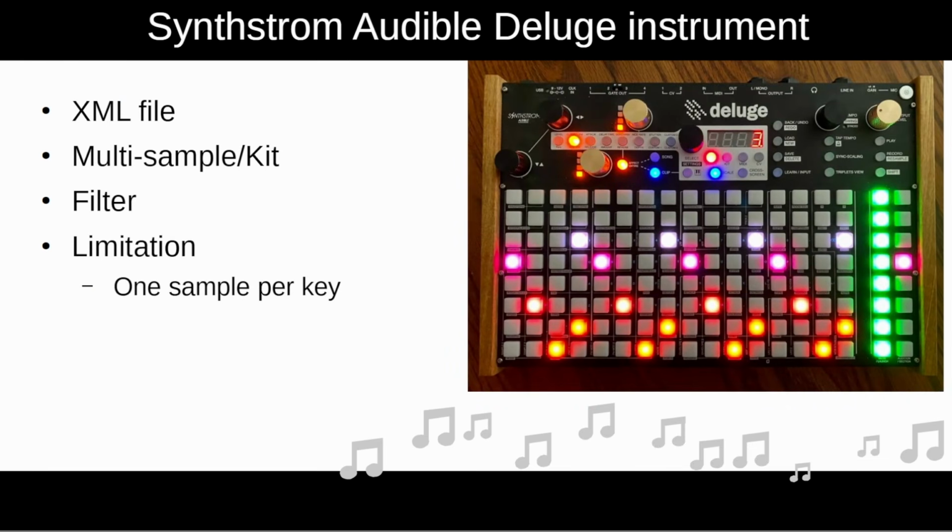Next one. The Synthstrom Deluge is also very highly requested, and it's also an XML file, and it also provides a filter. It has some limitations. For example, it can only do one sample per key, which is a pretty heavy limitation. Nevertheless, it helps you bring over your samples into the device.